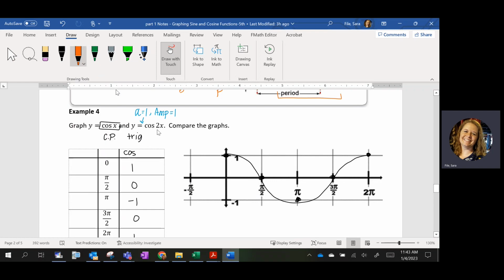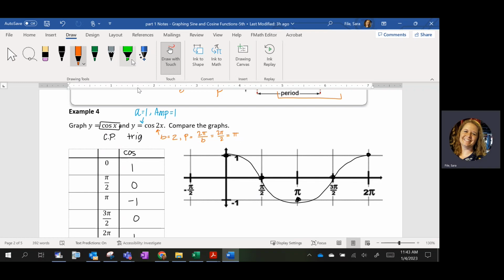But there is a B. And what does that B do to my graph? What do I use B to find? The period. And the period is 2 pi divided by B. So this will be 2 pi divided by 2, which is what? Pi. So the period of this graph should come out to be pi based on the equation. Once I finish graphing this, I'll measure and check to see if I did it correctly. So it should end up with an amplitude of 1 and a period of pi.